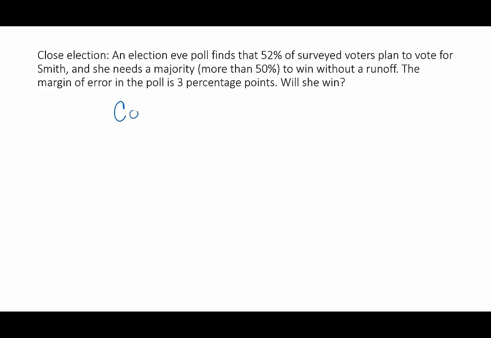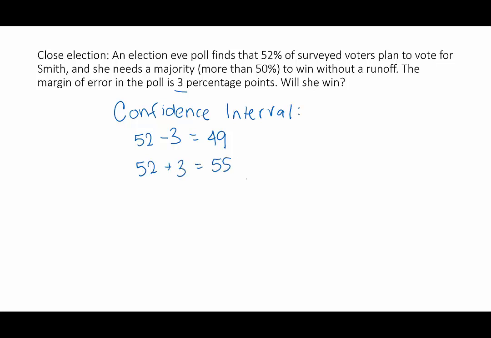So our confidence interval, remember how we calculate this? It's going to be 52% minus 3, which is 49, and 52% plus 3, which gives us 55. So our confidence interval is 49% to 55%.